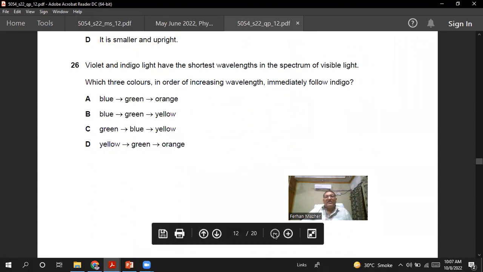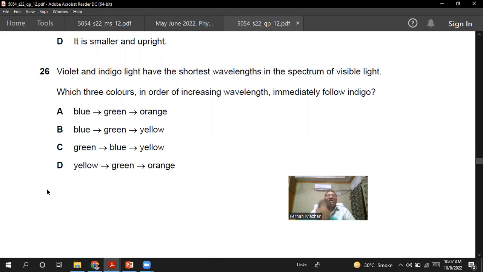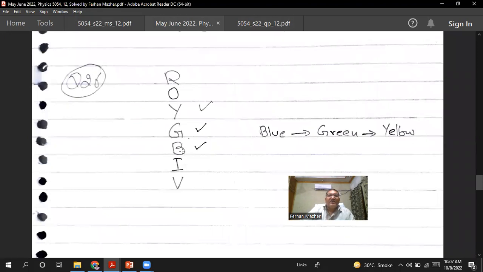Okay, then question number 26 is showing up on your screen. He says violet and indigo lights have the shortest wavelengths in the spectrum of the visible light. Which three colors in order of increasing wavelength immediately follow indigo? Okay, so I can write increasing order of the wavelength. We have to write them. So I can show you. I have done this question number 26. So it is ROYGBIV: red, orange, yellow, green, blue, indigo, violet.